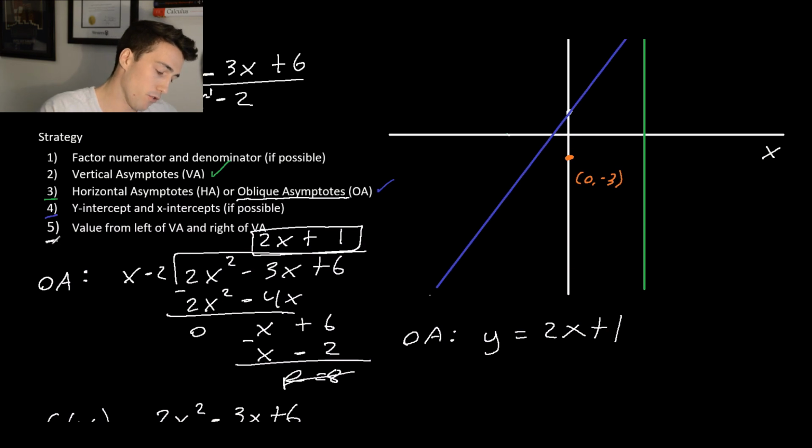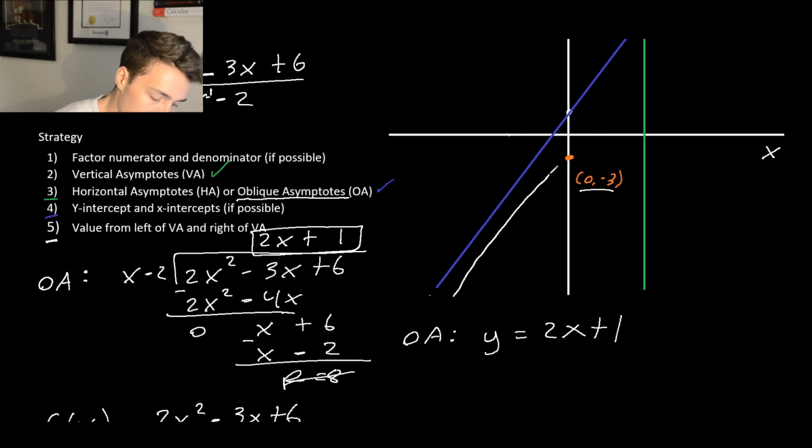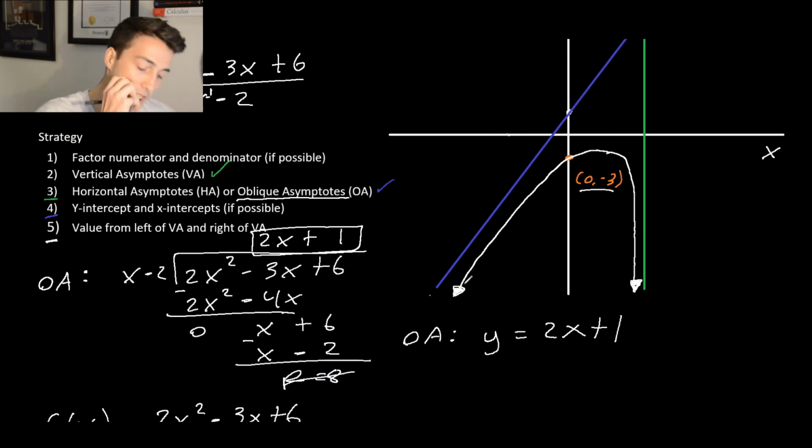So now we can move to step number 5: the value from the left of the vertical asymptote and from the right. From the left, we already actually have a value, we have this 0, -3. If we know that an asymptote is a line that the function is going to approach but never touch, we can basically write it as something like this, and then again it's going to slope downwards like that. And that will be the shape of the function with this oblique asymptote and this vertical asymptote.